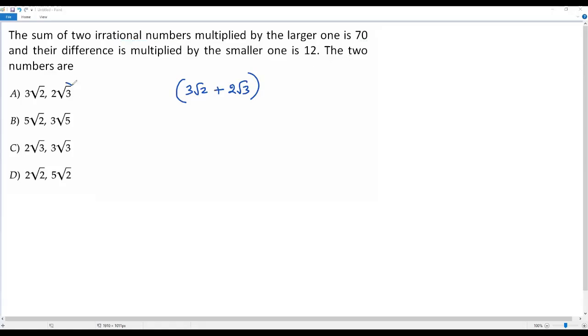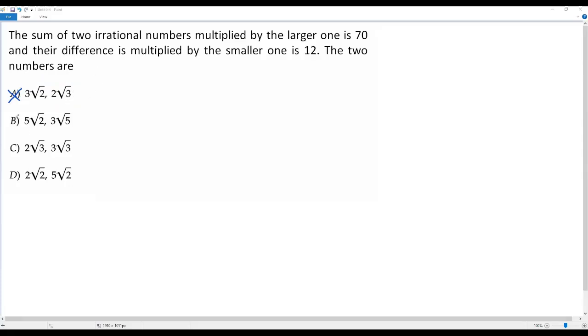So the two irrational numbers we have in answer choice A will not give the rational number 70 as a result. Always it will produce an irrational number as a result. So when we use this instruction over here, we can reject answer choice A. And here I have not verified the second condition because even when the first condition is not satisfied by these two irrational numbers, we don't have to verify the second one.